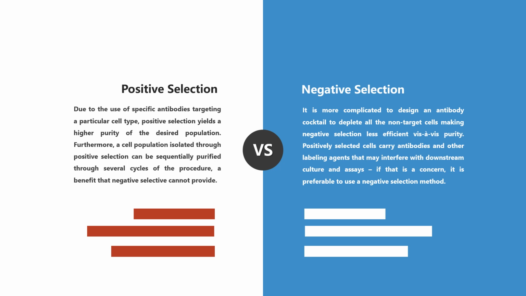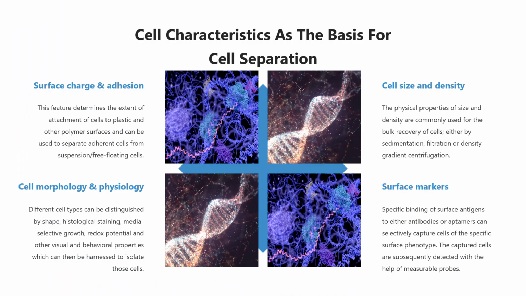However, positively selected cells carry antibodies and other labeling agents that may interfere with downstream culture and assays. If that is a concern, it is preferable to use a negative selection method. Isolating a particular cell type from a heterogeneous population depends on the unique properties of that cell type.